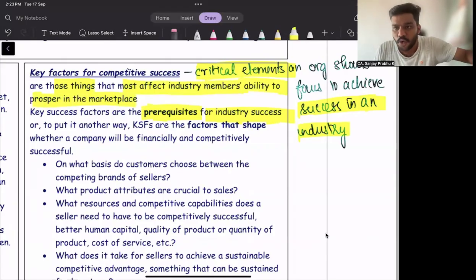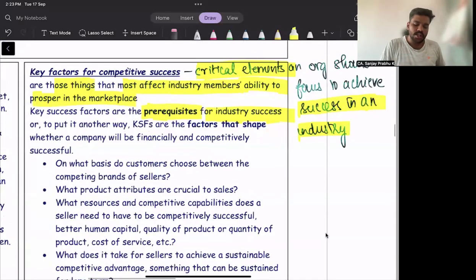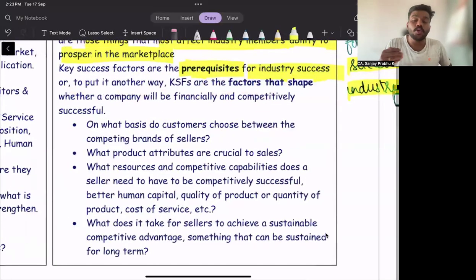In an industry, if you want to achieve your objective, if you want to stay ahead of your rivals, if you want to have prosperity in your business, then you have to focus on these key success factors. Then comes a question: how to identify KSF? Okay.